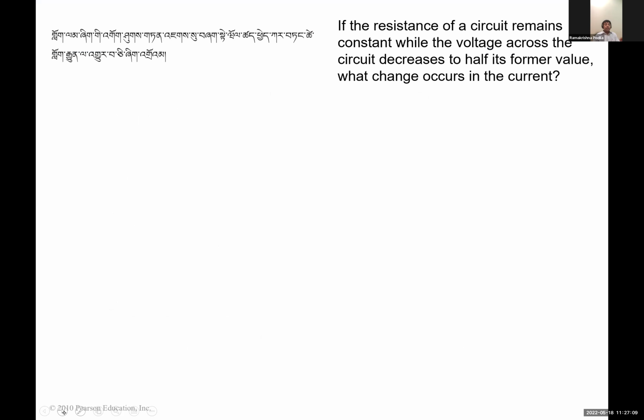Okay, so if the resistance of a circuit remains constant, but voltage across the circuit decreases to half of its former value. So suppose you have a battery that is only half full, right? What changes occur in the current? What happens to the current? Would current increase or decrease? If it increases, how much should it increase? If it decreases, how much should it decrease?